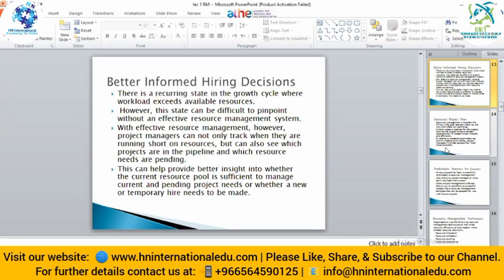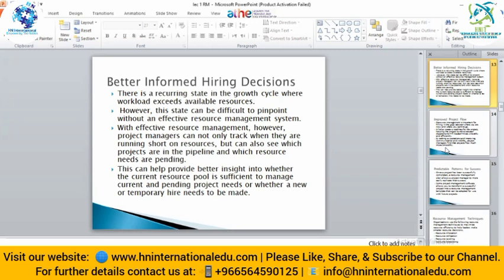Whenever we are handing over resources to a new project, we have to check whether project one has completed its work with that resource, and whether that resource is available at the same time for project two or not. So we have to check each and everything. This can help provide better insight into whether the current resource pool is sufficient to manage current and pending project needs, or whether a new or temporary hire needs to be made.